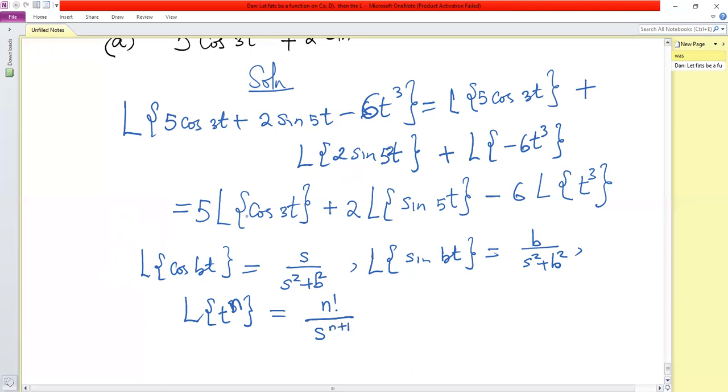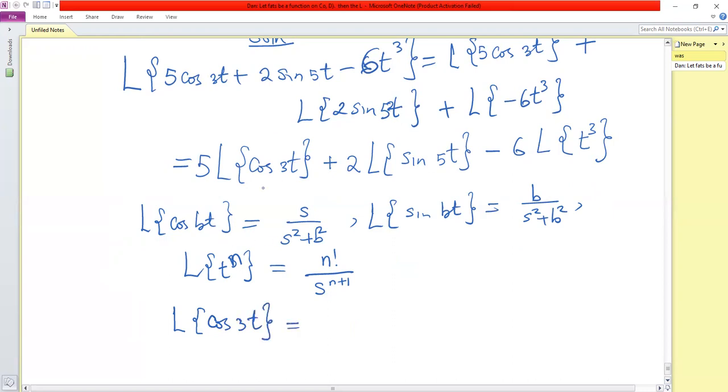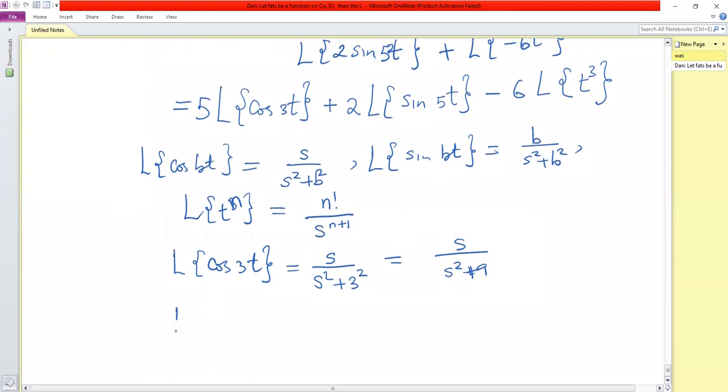Now in this case, first part, the Laplace transform of cosine of 3t will be given by, so we replace b by 3, s over s squared plus 3 squared, which is s over s squared plus 9. And then the Laplace transform of sine of 5t: b is 5, so it will be 5 over s squared plus 5 squared, which is 5 over s squared plus 25.